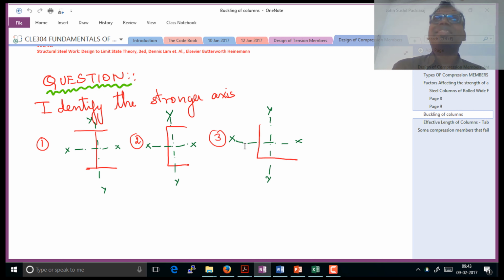Sorry? No. In figure 1, there are two axes, Ixx, Iyy. Iyy. Why?